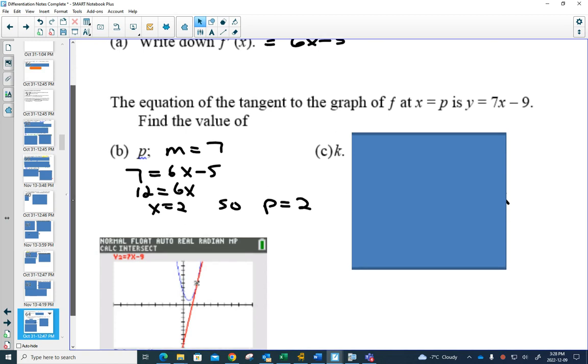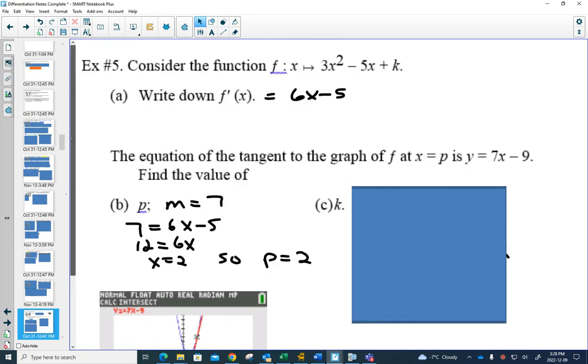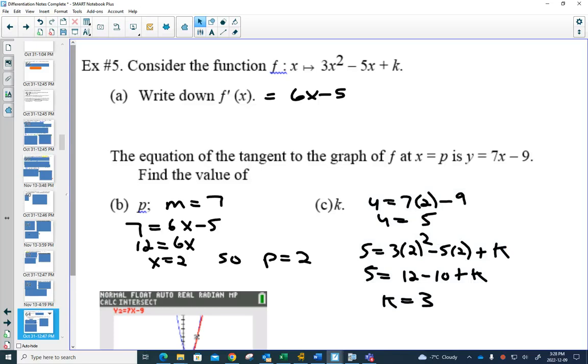There's a little picture of it. Then, to find k, you know that this point when x is 2 is on this line. And it's also on this line. So if you plug 2 into y equals 7x minus 9, you find out that the point is (2, 5). Then you could plug 2 and 5 into the original equation and solve that k has to be equal to 3. So it's typical that they take a standard question and switch things around, so you have to solve it in a different way.